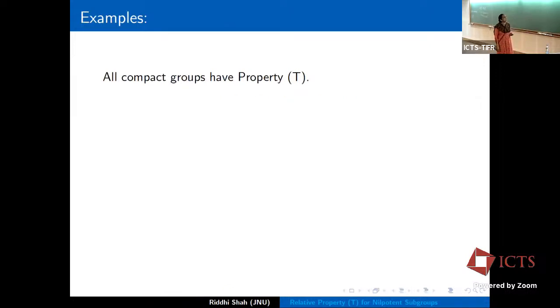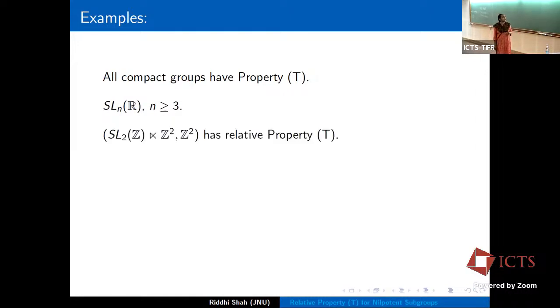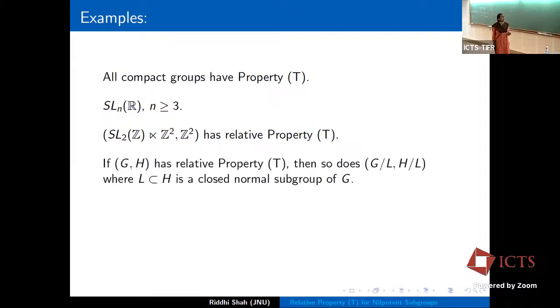So all compact groups have property T, okay? SL_n(R) for n greater than or equal to 3 has property T, but SL2(R) does not have property T. SL2(Z) semi-direct product Z^2 has relative property T. And if (G,H) has relative property T, then so does (G/L, H/L), where L subset H is a closed normal subgroup.